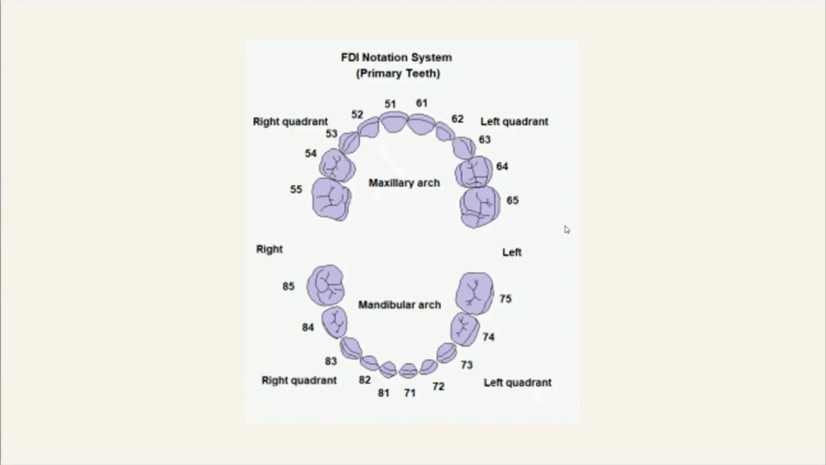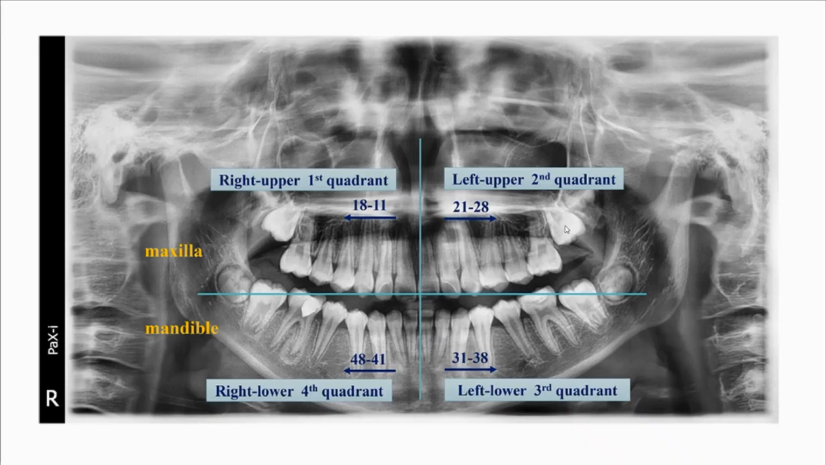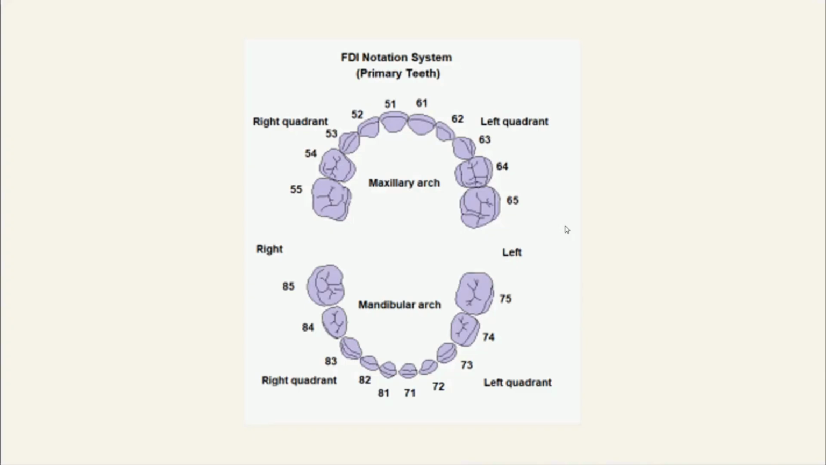Now, what we were talking about was all about the permanent dentition. When I talk about primary dentition, our quadrants are a little bit different. We don't say 1, 2, 3, 4. Here, we are going to start with 5, 6, 7, 8. The second digit, the tooth number, is going to be the same. The position of the tooth is similar.